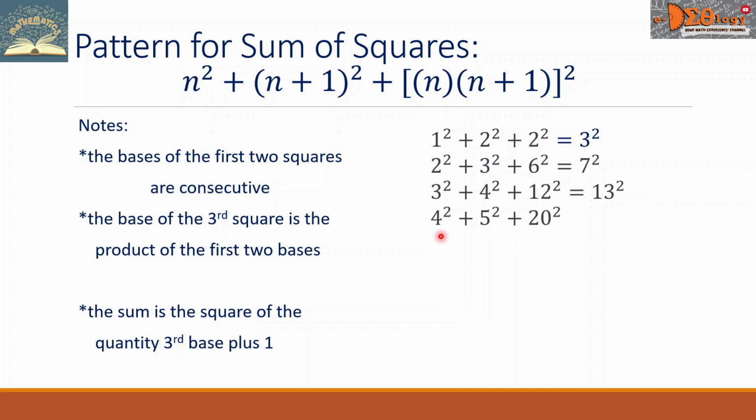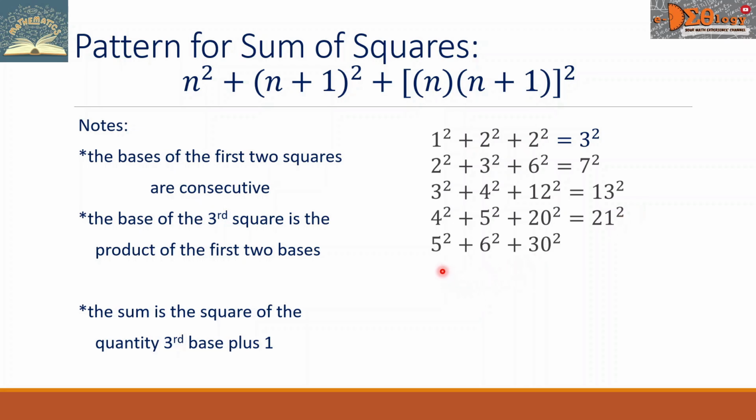Another example, 4 square plus 5 square plus 20 square. The bases 4 and 5 are consecutive. The base 20 here is the product of 4 and 5. And the answer is 20 plus 1, then 21. Then we will square.